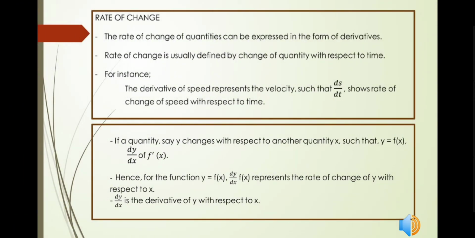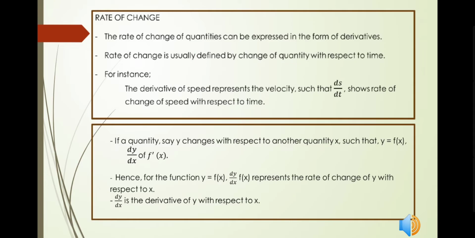And one of the applications of derivatives is rate of change. The rate of change of a quantity can be expressed in the form of derivatives. Rate of change of one quantity with respect to another is one of the major applications of derivatives. Rate of change is usually defined by change of quantity with respect to time. For instance, the derivative of distance represents the velocity, such that ds over dt shows the rate of change of distance with respect to time.